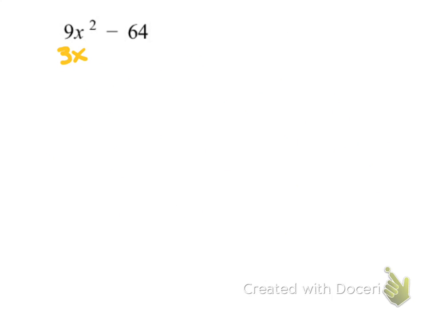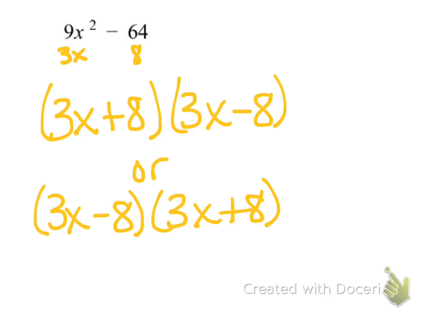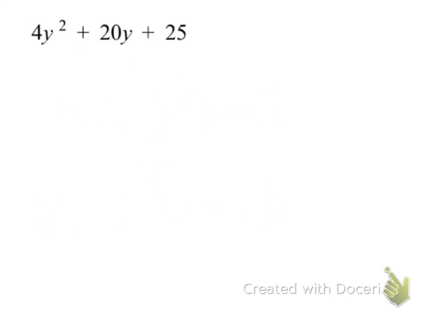And so when we go to factor something like 9x squared minus 64, the square root of 9x squared is 3x, and the square root of 64 is 8. The important thing here is that it has to be the difference of perfect squares. If this was 9x squared plus 64, we could not factor it. So then we set up two parentheses, 3x plus 8 and 3x minus 8. And we're done. It doesn't matter which order you have, the plus or the minus.